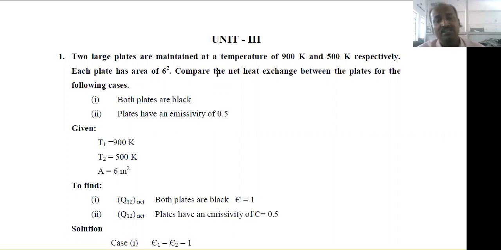And T1 and T2 are 900 Kelvin and 500 Kelvin. The temperature of the first plate is 900 Kelvin, and the temperature of the second plate is 500 Kelvin. Both the plates have the same area, 6 meters square.